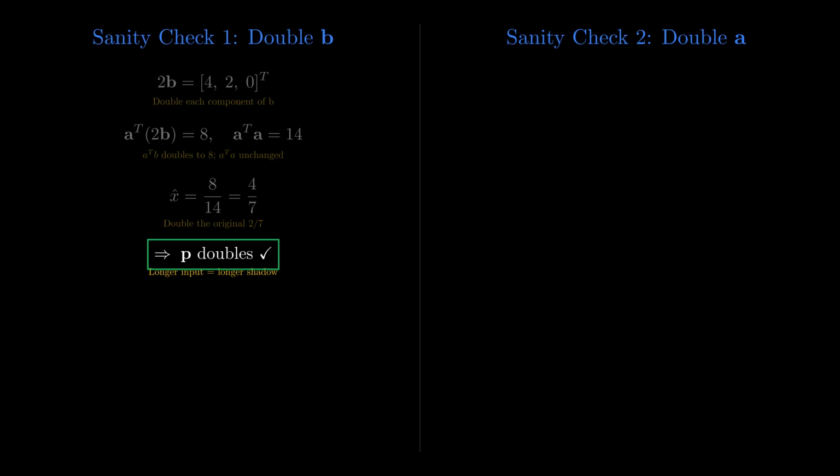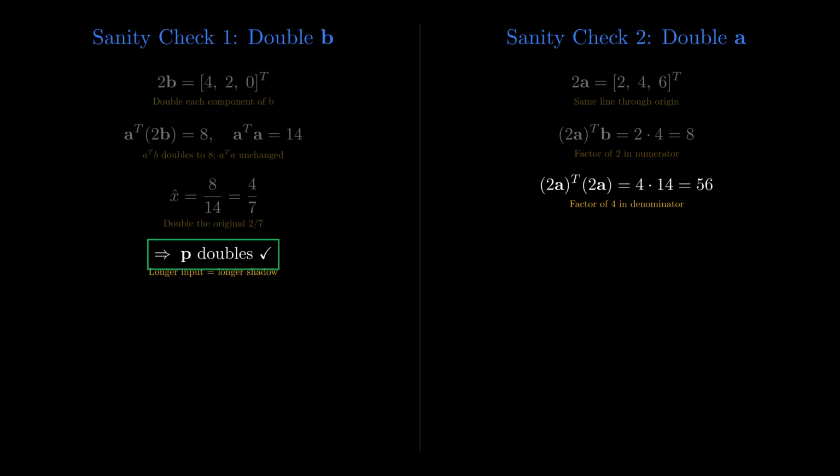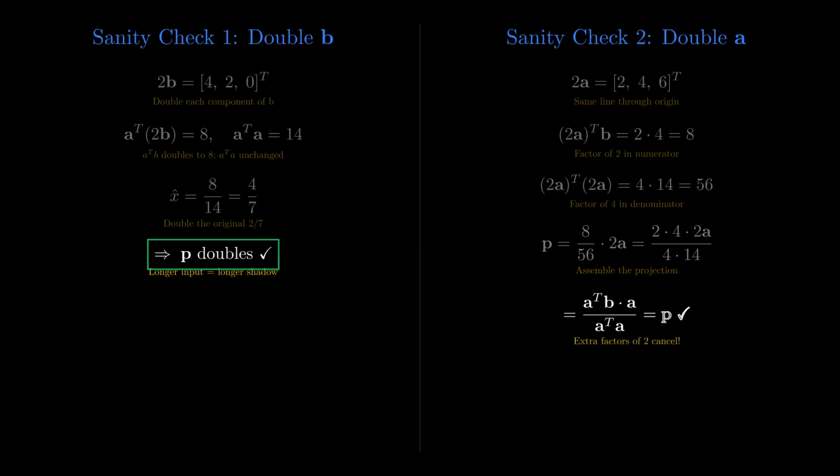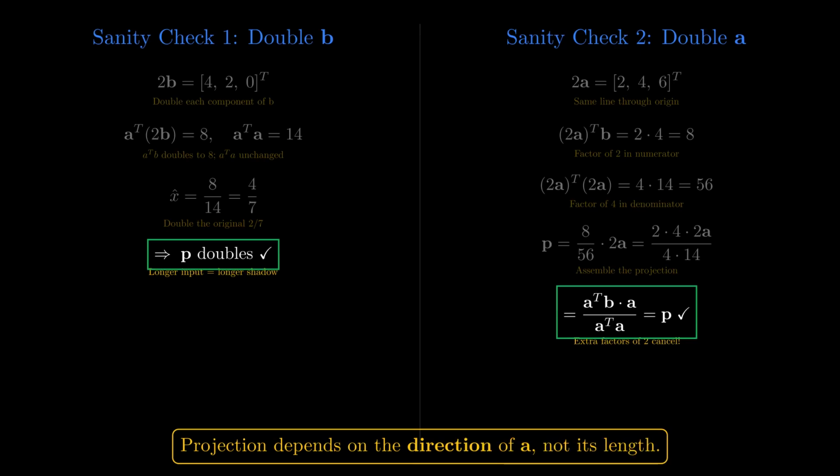Second, what happens when we replace A with 2A? The line through the origin doesn't change since 2A points in the same direction as A. Let's trace through the formula. 2A transpose B gives us 2 times 4, which is 8. 2A transpose times 2A gives us 4 times 14, which is 56. And the projection vector is 2A times 8 divided by 56. The extra factors of 2 in the numerator and the denominator cancel completely, and P stays exactly where it was. The projection depends on the direction of A, not its magnitude.